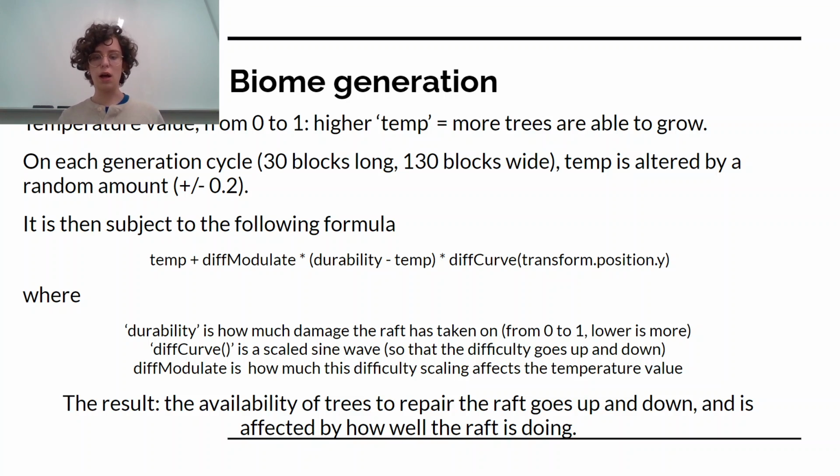This difficulty follows a sine curve you can see on the slide there. It talks about the function diff curve. That is a scaled sine wave that the difficulty of the game follows. The result of this is that the availability of trees on the shore in order to repair the raft goes up and down, and this is affected by how well the raft is doing.